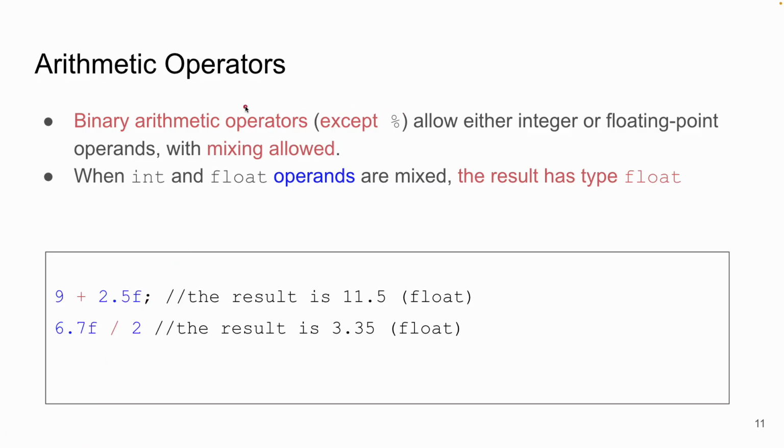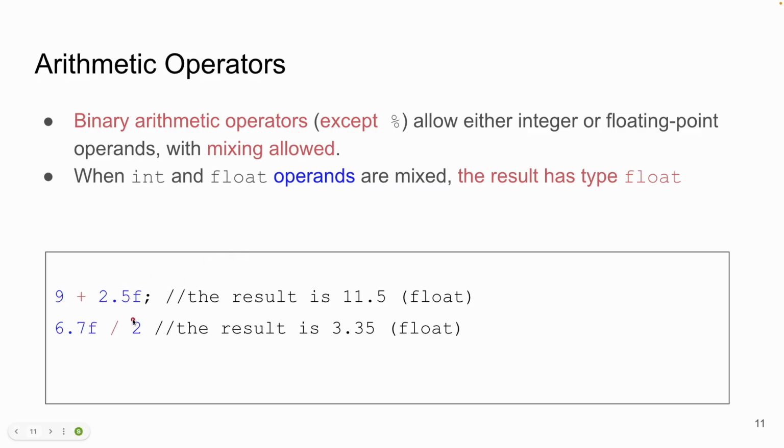The binary arithmetic operators, except remainder, allow either integer or floating point operands. We can also put both integer and floating point operands in the same expression using these arithmetic operators. For example, we can write an expression like this. However, if we mix integer and float operands in the same expression, the return value of the entire expression, or I can say the result of the entire calculation, will have the type float.